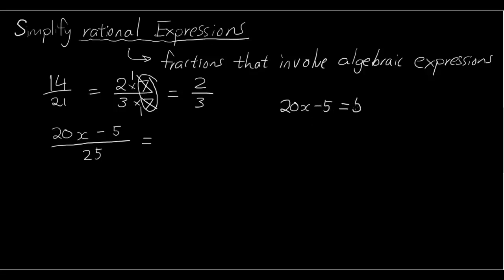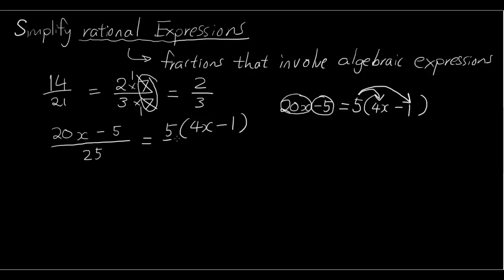So if you take out 5, then you think in your head, 5 times what number will give you 20x. 5 times 4x will give you 20x. And then 5 times what will give you negative 5? The answer is minus 1. So 20x minus 5 equals 5 bracket 4x minus 1. Let's write that here: 5 bracket 4x minus 1. So we have factorized the top part of the fraction, the numerator.